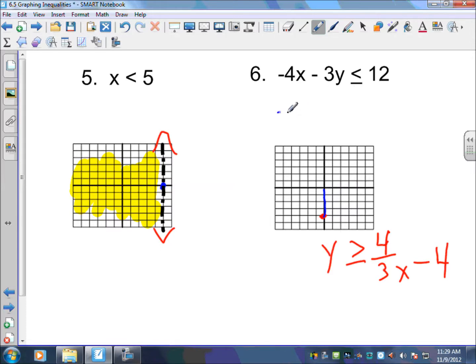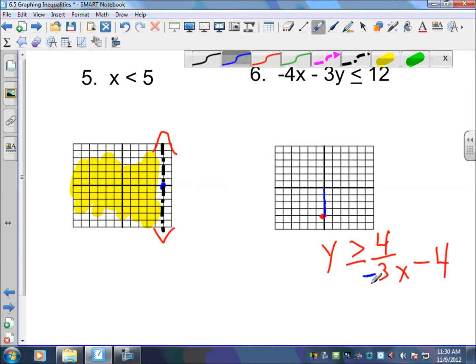I'm going to have -3y is less than or equal to 4x plus 12. I divided by a negative, didn't I? So this should be -3. That should be a -3 right there. I'm glad I caught that mistake. Please be careful, guys. Please be careful.